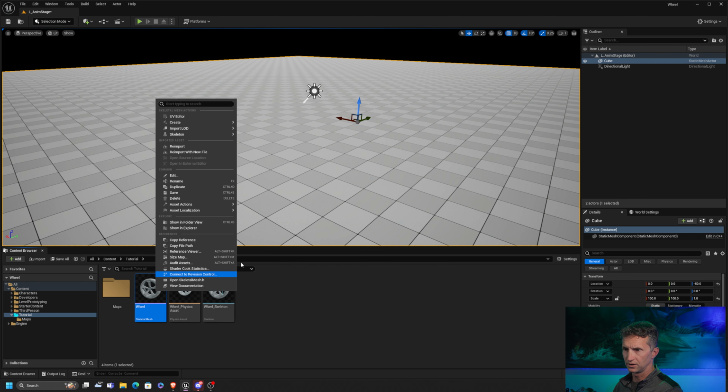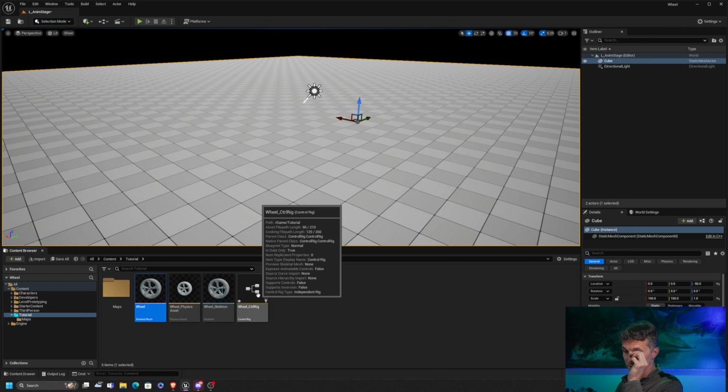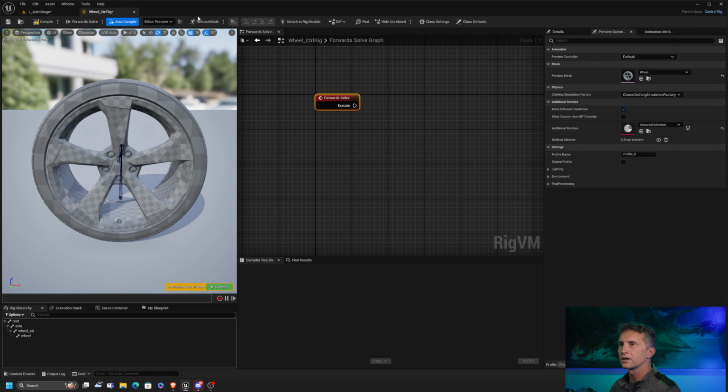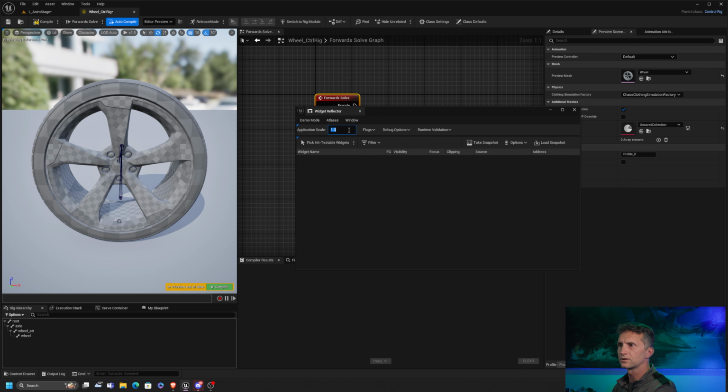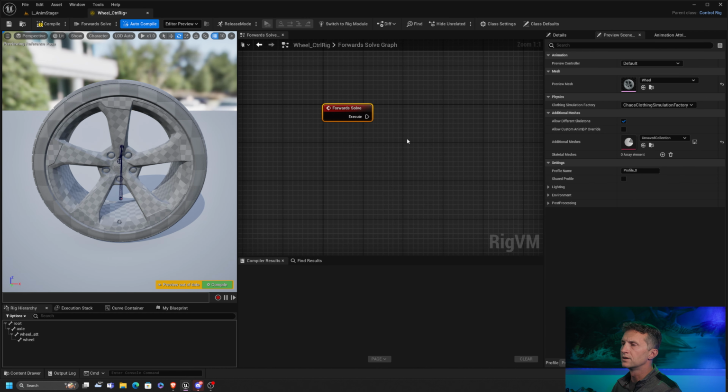All right, first thing we need is a control rig. So let's create a control rig. Let's open that up. And I'm going to dock it, and I'm also going to do the usual, make this a little bit bigger for you all to be able to read.